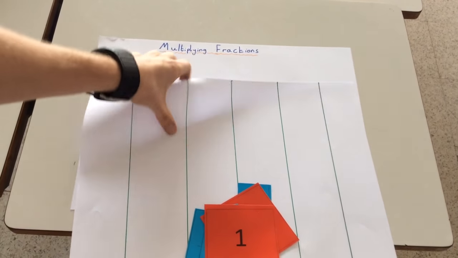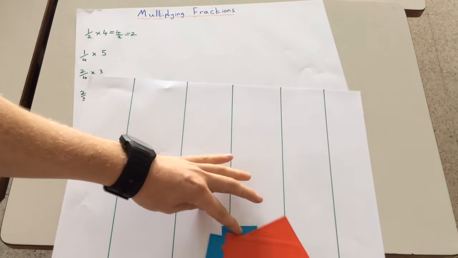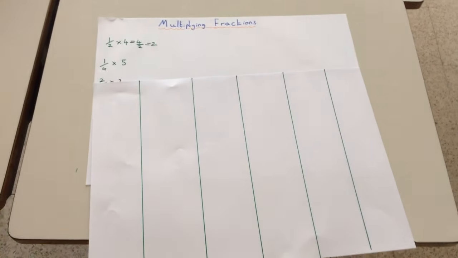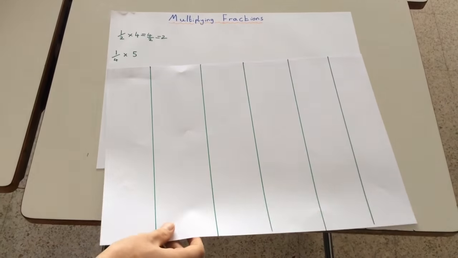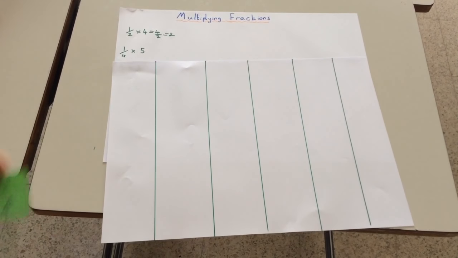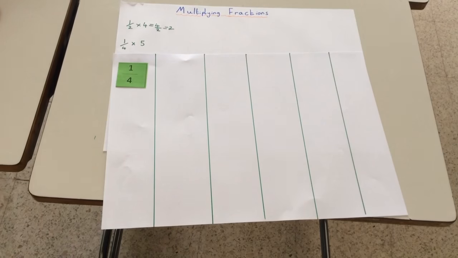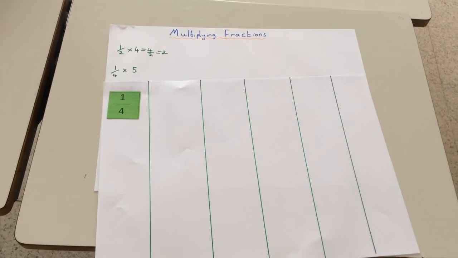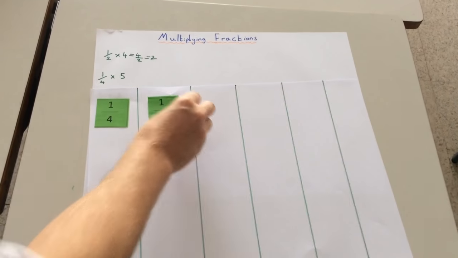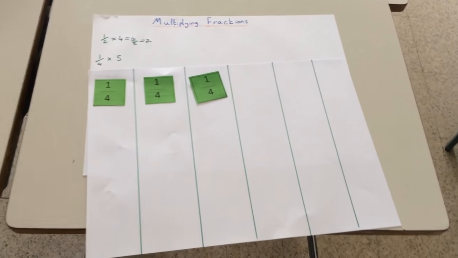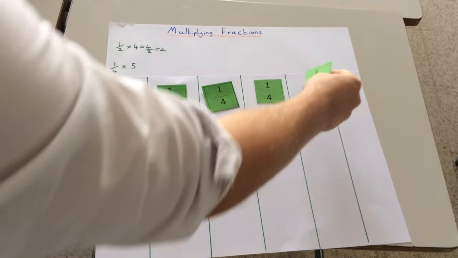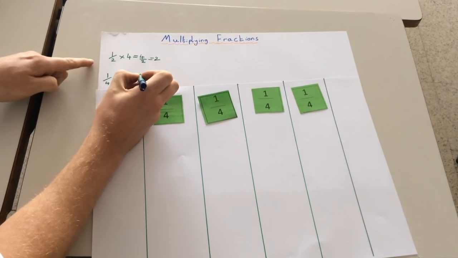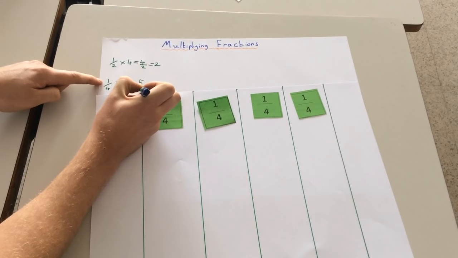Let's have a look at a different question now. My next question says, I've got 1/4 multiplied by 5. So, let's get 1/4. I remember I love it so much, I'm going to do it 5 times. 2, 3, 4, 5. So our answer is 5 quarters.